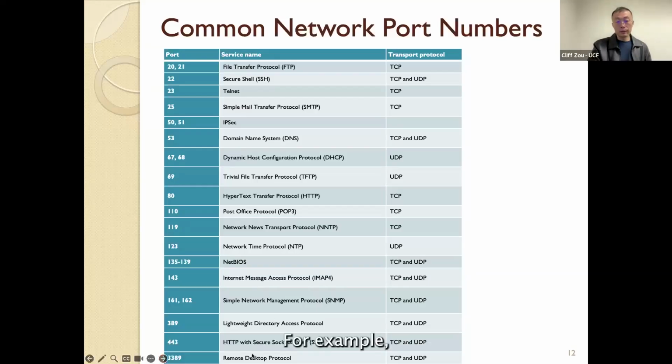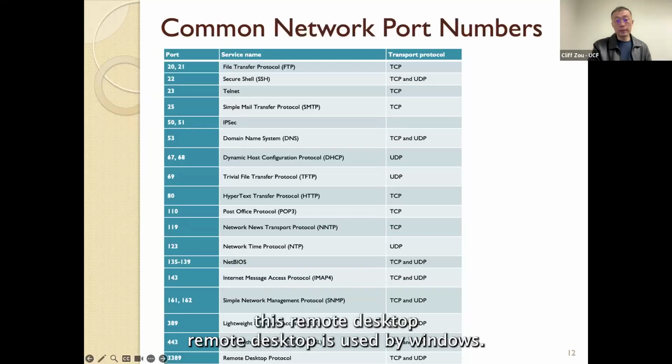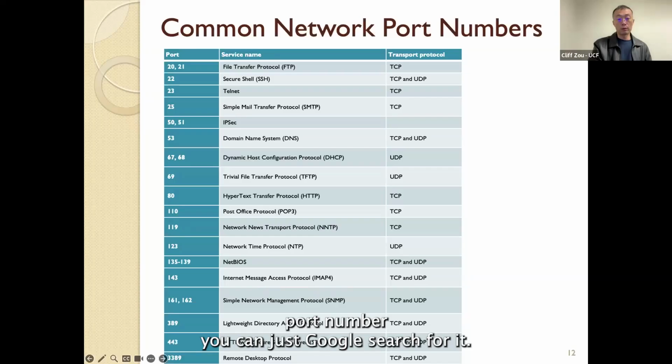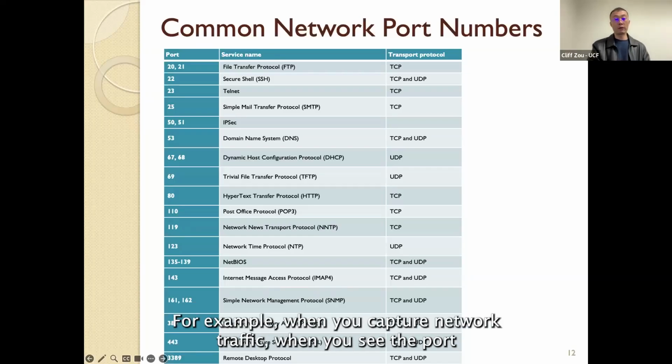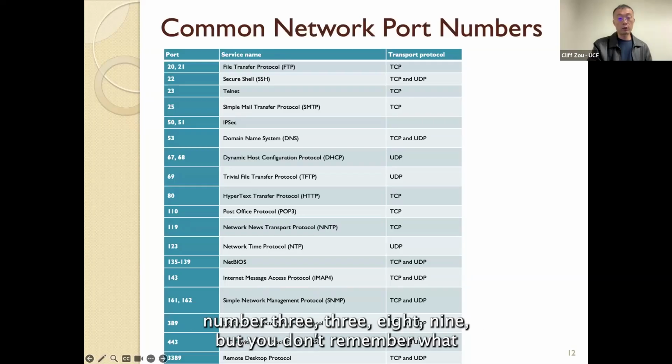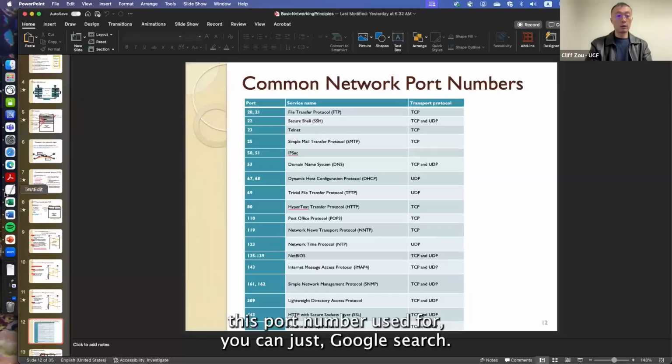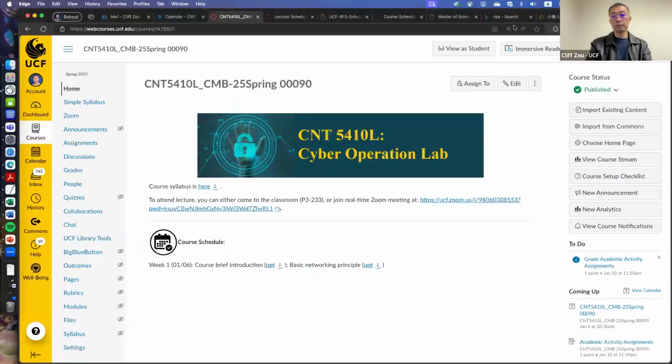For example, this remote desktop is used by Windows. Windows computers have remote desktop. If you don't remember a port number, you can just Google search for it. For example, when you capture network traffic and you see the port number 3389, but you don't remember what this port number is used for, you can just Google search.